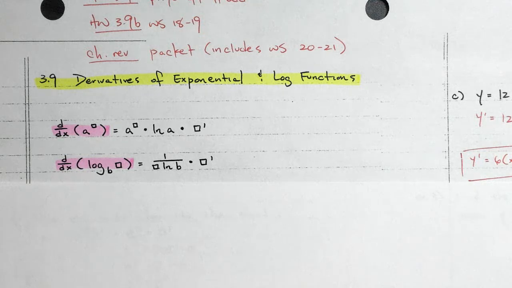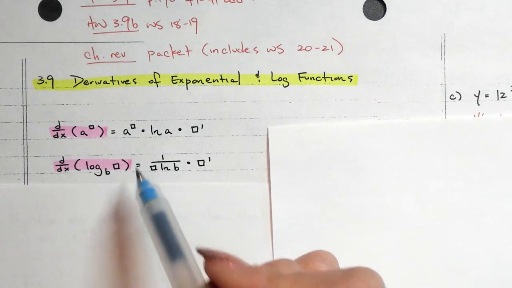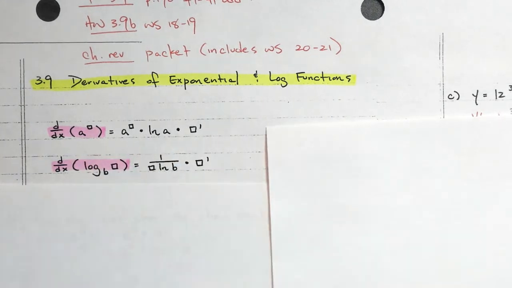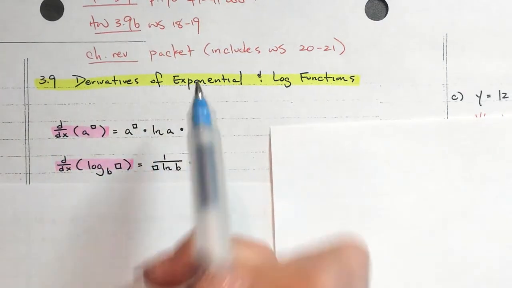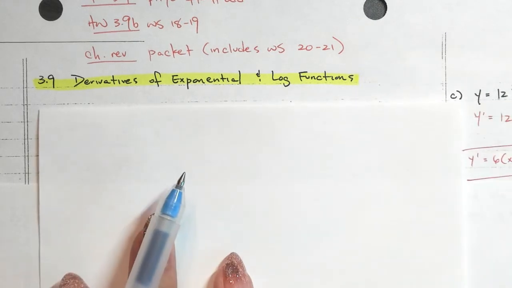Okay guys, 3.9, we are at the last section of chapter 3. I know, it's crazy. This was a really long chapter, I promise you it's the longest chapter, alright? So we are at 3.9. There are just two, that's it, just two new derivative rules. So, derivative of exponential and logs. So, in general, the derivative of exponential and logs.